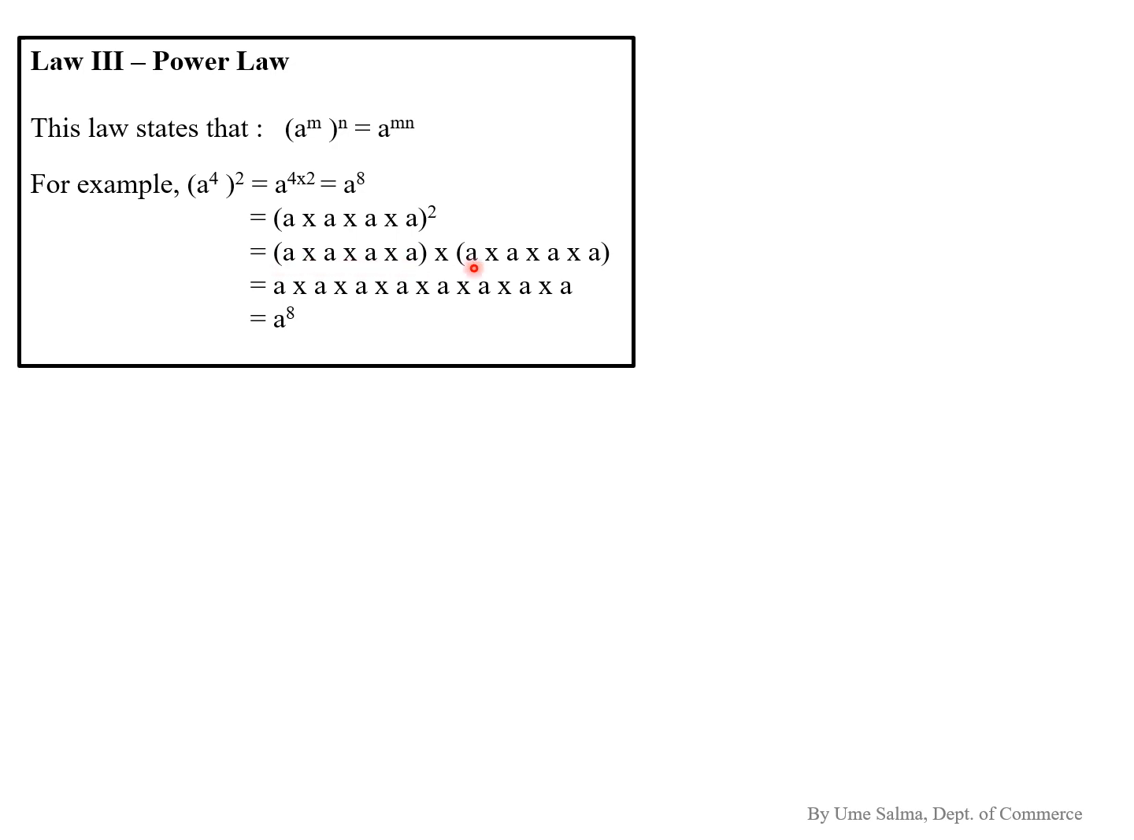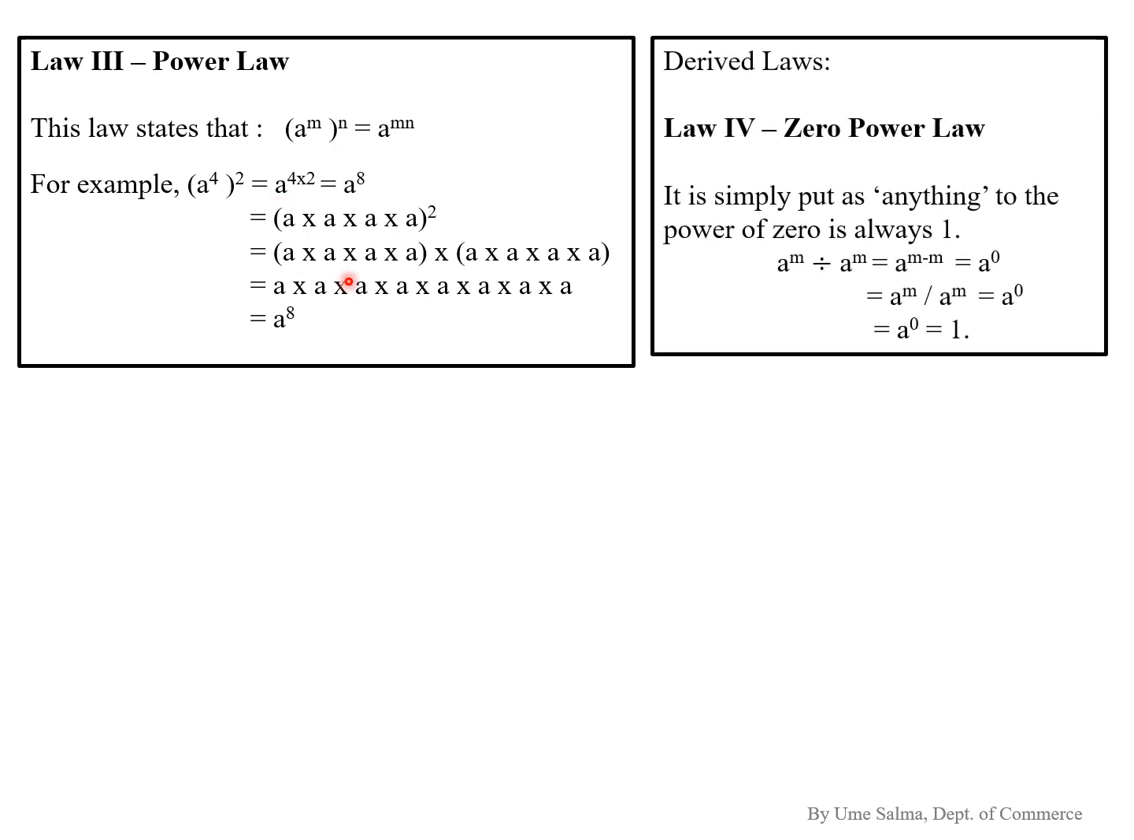This will become the square. So together it comes to a to the power 8 because a is being multiplied by itself 8 times. So this law is justified seeing this particular example. Let us look at the next law. These are the derived laws, that is law 4, zero power law.